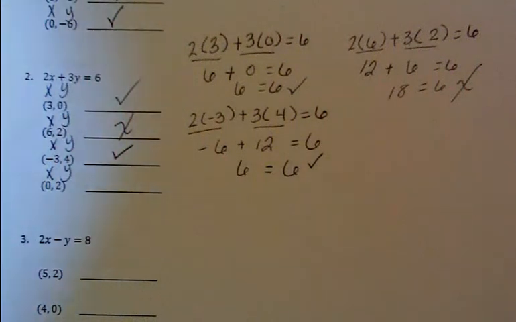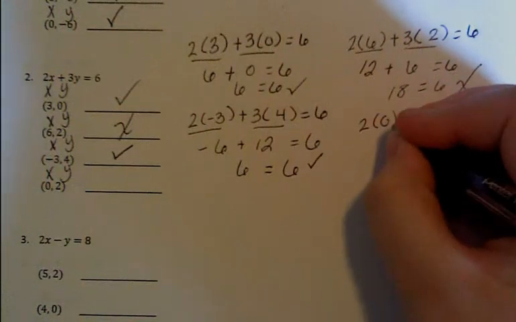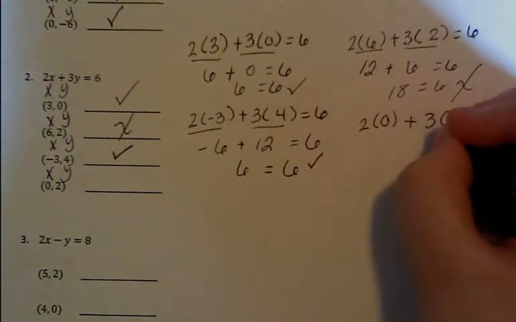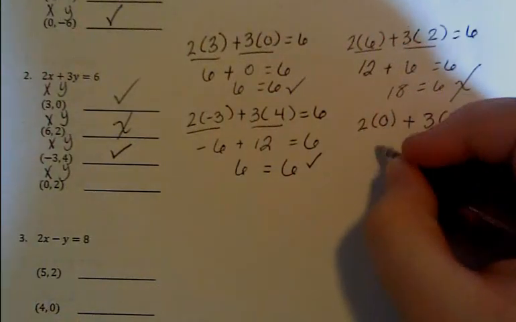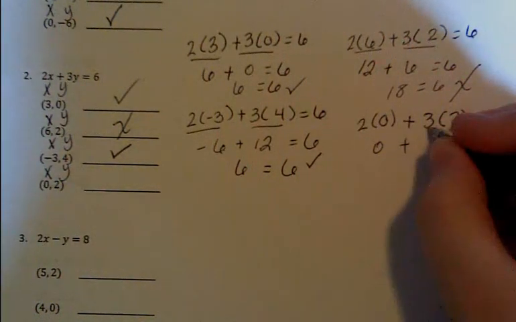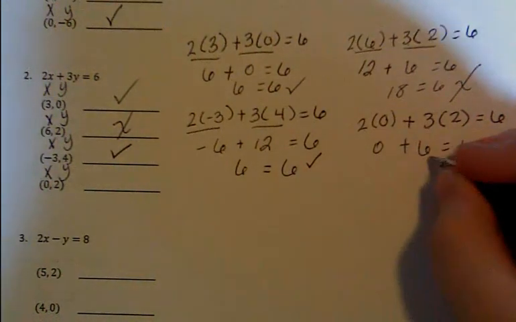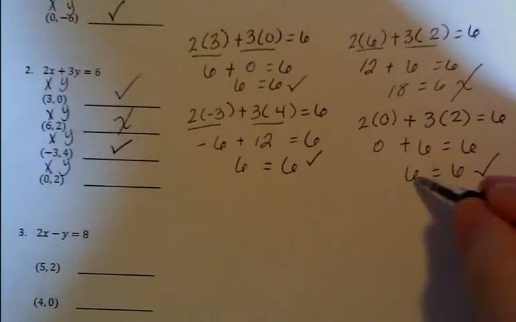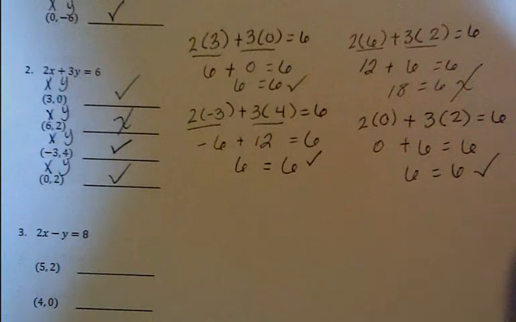Now let's look at the last ordered pair of 0, 2 on this problem. We've got 2 times x, and x was 0, so I'm going to plug 0 in for x, plus 3 times 2, which is our y, equals 6. So 2 times 0 is 0, plus 3 times 2 is 6. So 0 plus 6 is 6, so that means that since we got the same number on each side of that equal sign, we now have a solution, and we're going to put a check mark there.